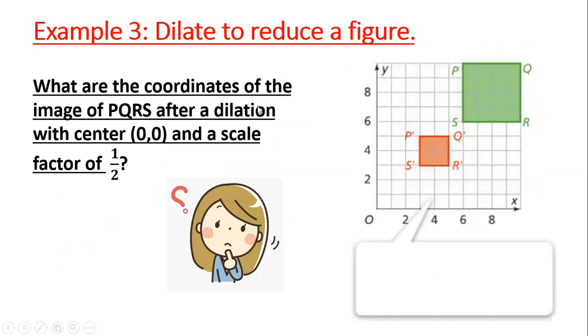What are the coordinates of the image of PQRS if the dilation is with the center 0, 0 as usual and a scale factor which is 1/2? The scale factor 1/2 is what? Half. 0.5. Is 0.5 less than 1 or greater than 1? It's less than 1, so the image will be reduced. So here the image is going to be smaller.